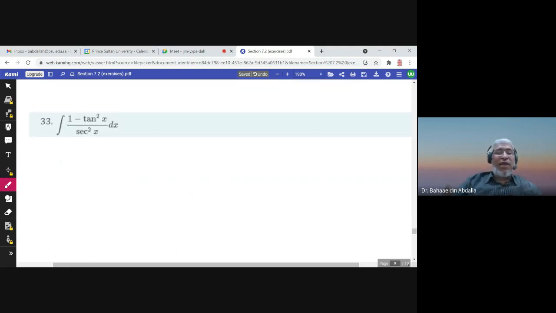Oh, I have tan and secant below. What can I do here? Well, let me write it. 1 over secant square minus tan square over secant square. Let me see what would happen.